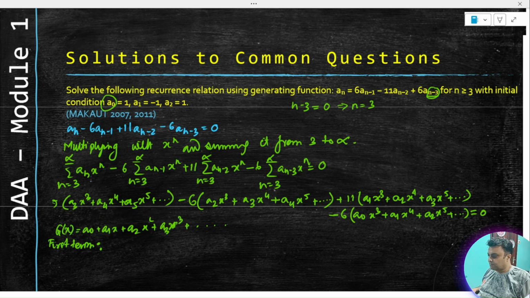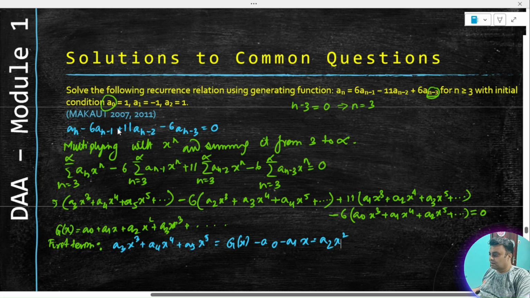Right? So we'll say that for the first term, a3 x^3, a4 x^4, a5 x^5 is equal to my g(x) minus the terms that are redundant on the right side, which we bring to the left side, minus a2 x squared. So this is what the removing of the first three terms does, and that's pretty much what the first term will be for us. Right? So the first term is looking like this.